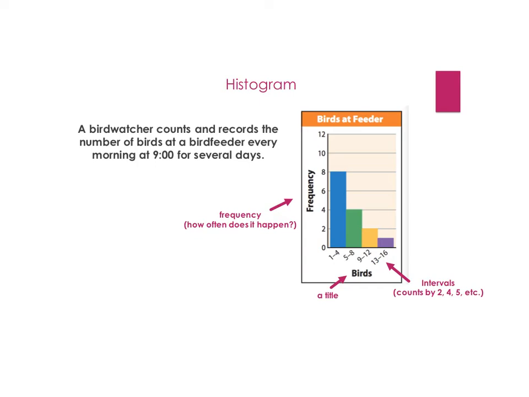So let's read this. A bird watcher counts and records the number of birds at a bird feeder every morning at 9 for several days. So how often did they see 1 to 4 birds? Yeah, 8 times. What was the frequency of seeing 13 to 16 birds? Only once. They only saw it 1 time. What's the frequency of 5 to 8 birds? 4 times. Okay, are we all seeing that? Great, let's go to the next slide and let's make one.